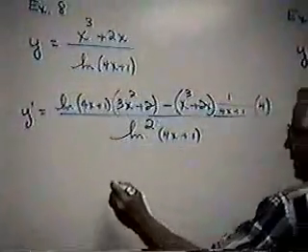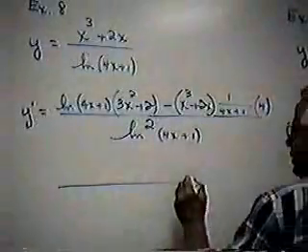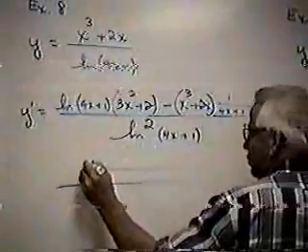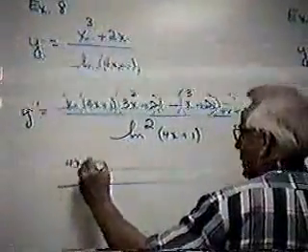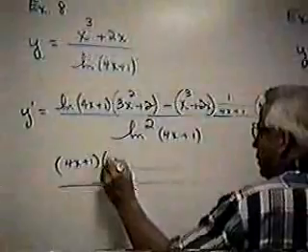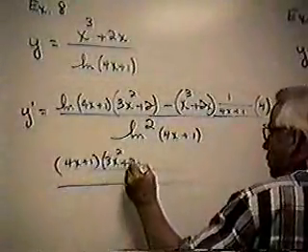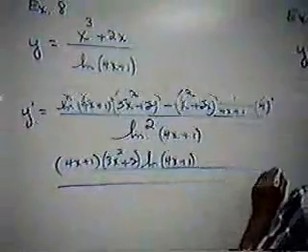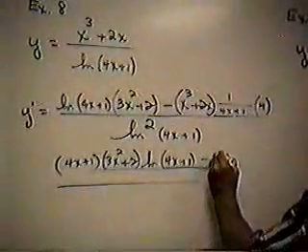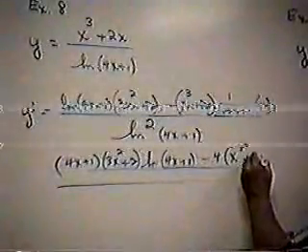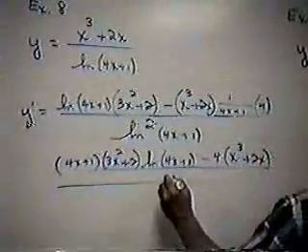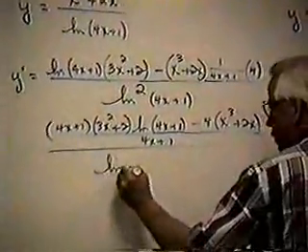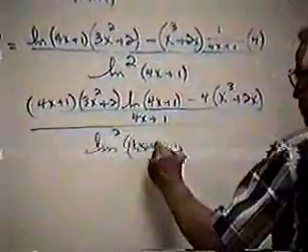All right, well, we can simplify this, I guess, by getting a common denominator up in the numerator. Here's a denominator, multiplying that over. So we'll have 4x plus 1 times 3x squared plus 2 times the log of 4x plus 1. All that minus 4 times x cubed plus 2x all over 4x plus 1. And then that's all over the log squared of 4x plus 1.